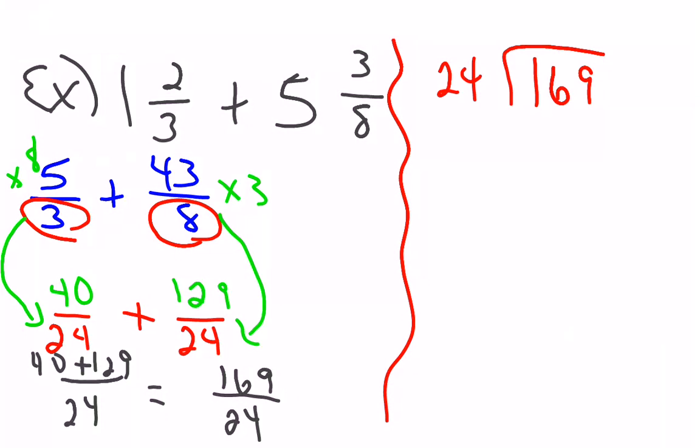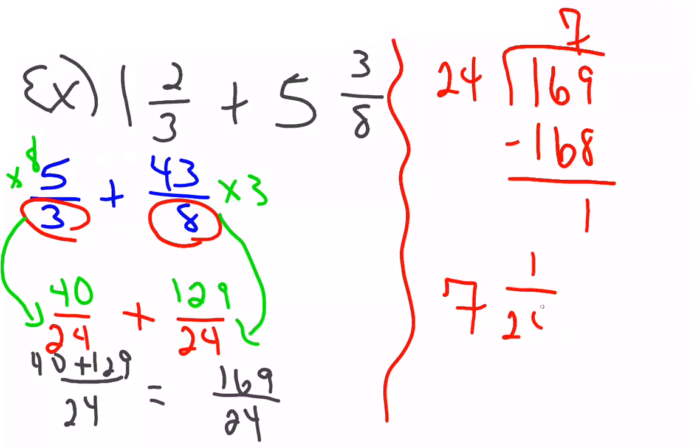So when we look at this, if we were to use a calculator, you're going to get 7.04166666. What we're looking for is that whole number, so it goes in 7 times. And now we have to multiply. 7 times 24 gives us 168. And then we subtract and we get 1. And so that 1 becomes part of our answer. So this answer is 7 and 1/24.